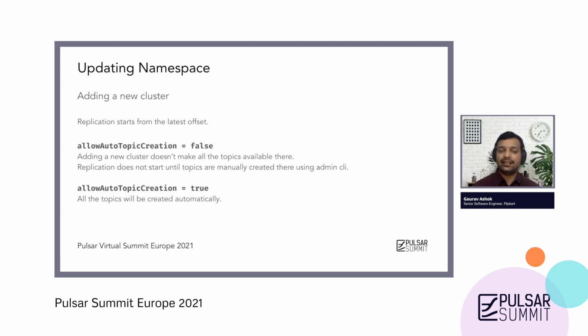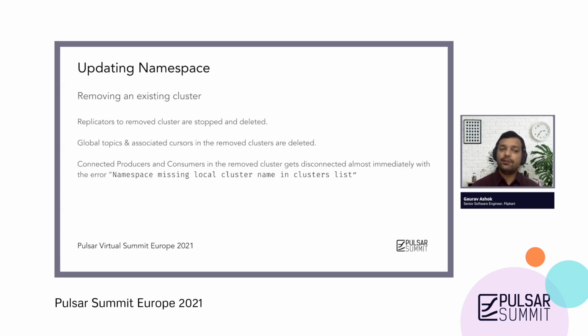The replicator is created, and when the replicator tries to push messages to the new cluster, then the topic will be created right there. If you remove an existing cluster from the namespace, then the replicators from the other clusters will be stopped and deleted. So their cursor information will also be deleted. The global topics and their subscriptions and their cursors will be removed in this remove cluster, and they are deleted. If there were any producers or consumers that were connected to this cluster, then they will be immediately disconnected with this error.